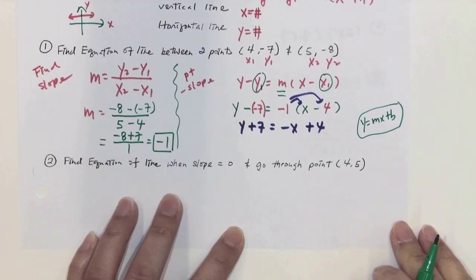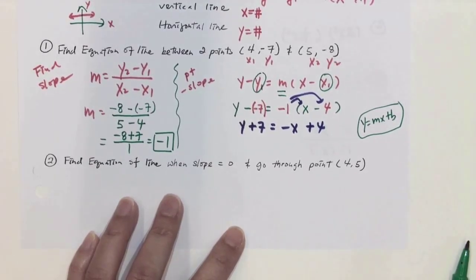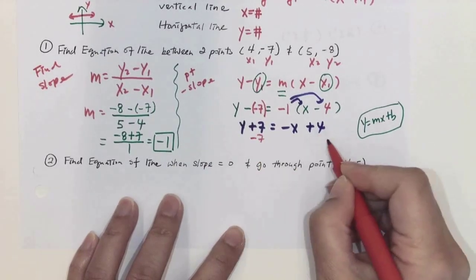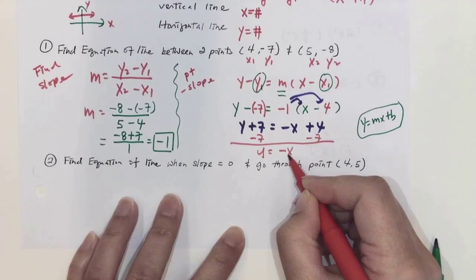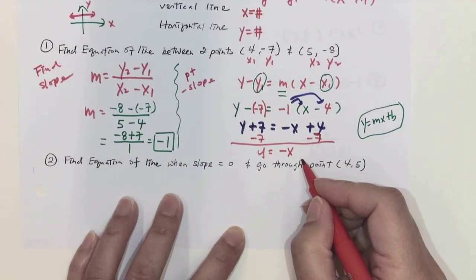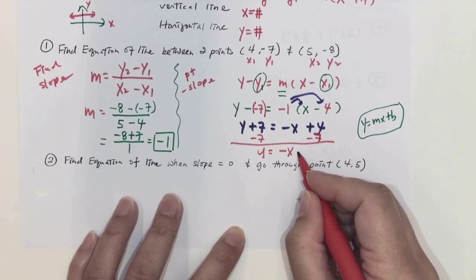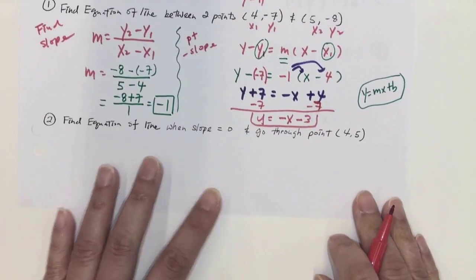So if I want to move to this form, all I need to do is what? Subtract 7, and that would give us that form, right? So y equal to -x, and adding 4, subtracting 7, we have -3. Are we okay? All right.